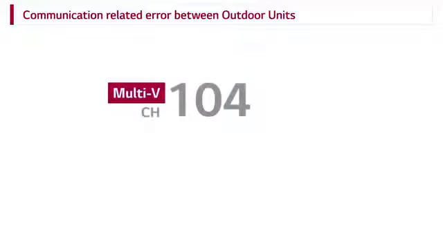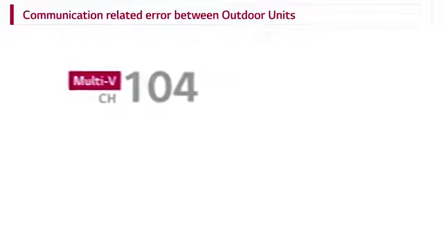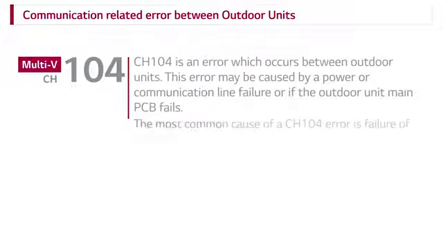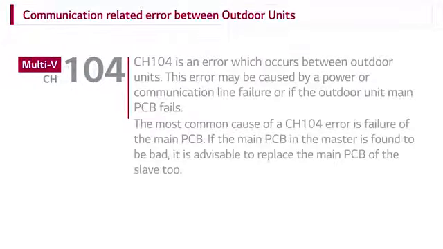Communication-related error between outdoor units. CH104 is an error which occurs between outdoor units. This error may be caused by a power or communication line failure, or if the outdoor unit main PCB fails. The most common cause of a CH104 error is failure of the main PCB.